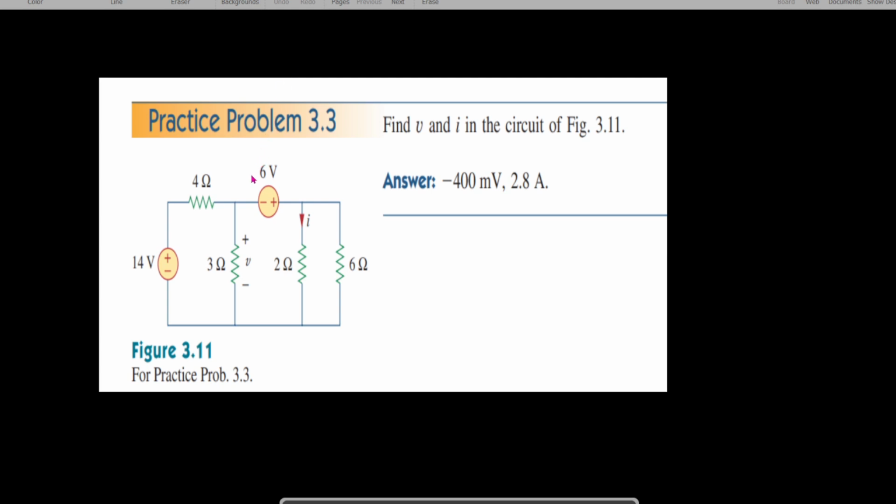Good morning, everybody. Today we are going to solve practice problem 3.3 from Alexander Sadiku's Fundamentals of Electric Circuits. This is the electric circuit given, and we are asked to find V and I in the circuit. The answer is given. We solve the problem and verify the answer too.